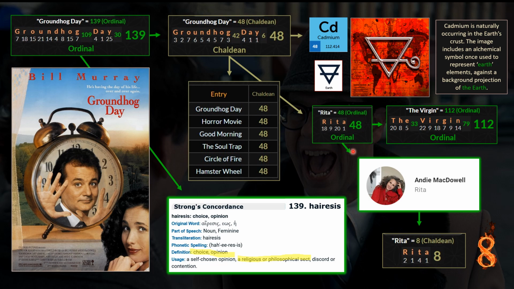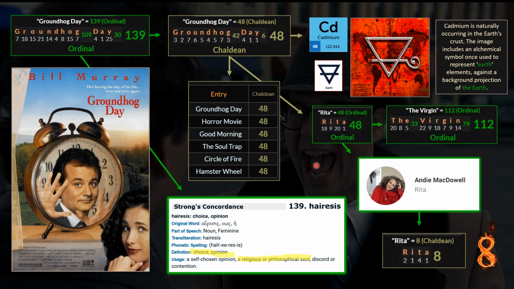48 is also the sum score of Rita in the English ordinal cipher, and you'll see Rita down here in the bottom right corner. She's doing the thinker pose, which we'll break down in a little bit. Rita is also an 8 in Chaldean. And we generally notice with time travel movies or any movies that are related with time that the number 8 or the number 88 shows up quite often. The biggest reference I would say would be Back to the Future with the 88 miles an hour.